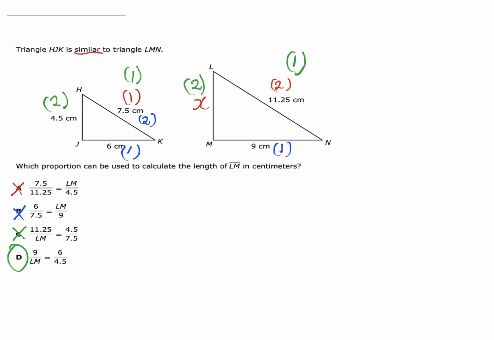Your answer is D. Starts with 9. So they're starting here. That's their number 1. And then their number 2 is LM. So they're going 1, 2, and they're starting with the big triangle, which means when they go to a small triangle, who should be their number 1? If they started with this, their number 1 should be this, which is 6. And then they should go here for their number 2, which is 4.5.